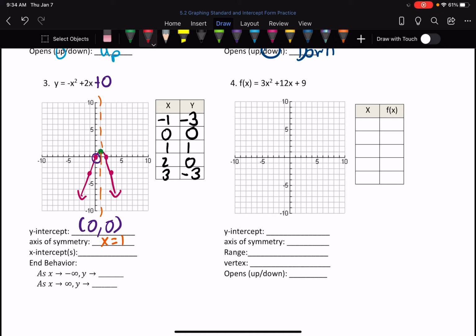Now let's look for the x-intercepts. So this is where our y values are 0. So I'm going to have one x-intercept at 0, 0, which is our origin here. And my other x-intercept is at 2, 0.